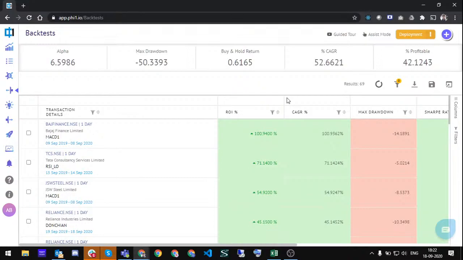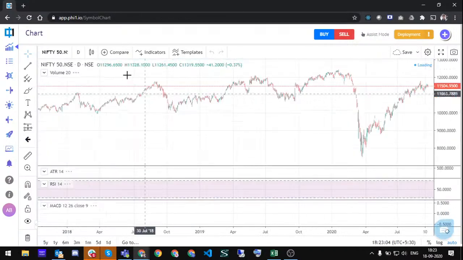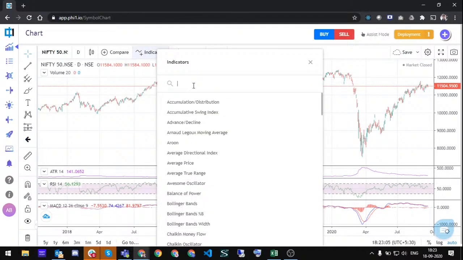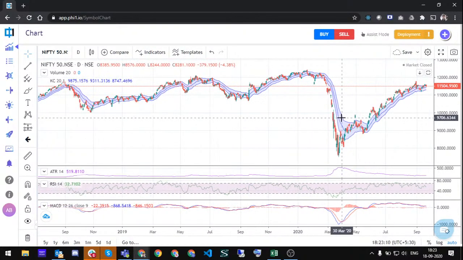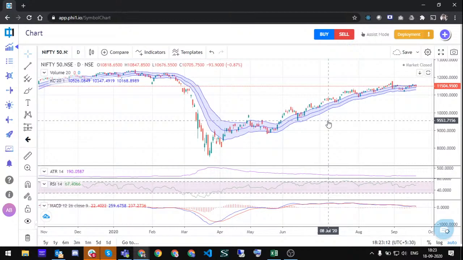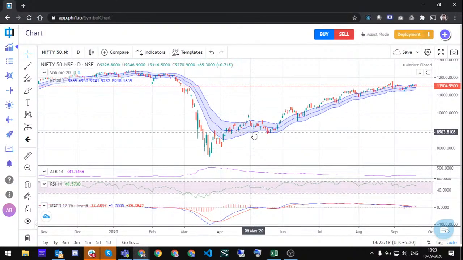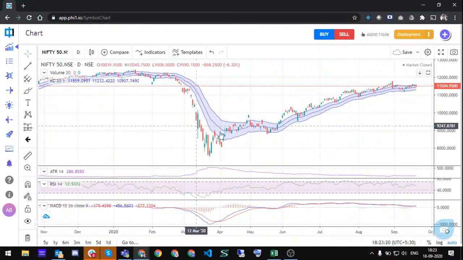Can you build a Keltner channel trading strategy here? Sure, absolutely. As I specified, we have access to all of these different indicators on the platform, which you can use in conjunction with one another. I've just plotted Keltner on the Nifty 50, for example. So if you want to see it visually, you can see it here.